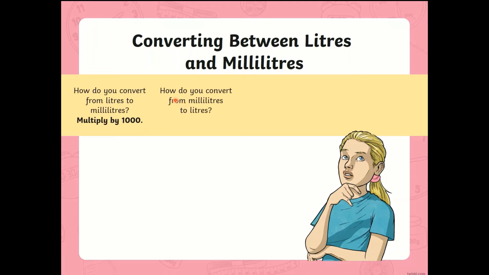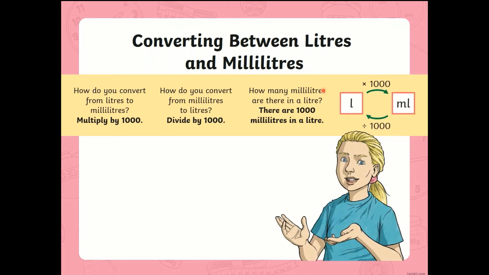And in case we have to convert from milliliters to liters, what do we have to do? We have to divide by 1000. Why are we using 1000 again and again? Because we know that there are 1000 milliliters in a liter. So here is a key. When we want to convert liters into milliliters, we have to multiply by 1000, or when we want to convert milliliters into liters, we have to divide by 1000.